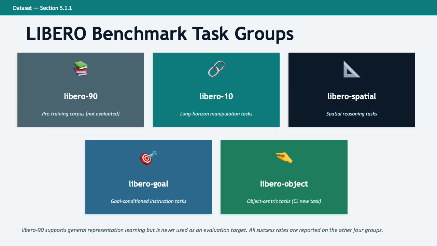So this is the dataset we used, called LIBERO. It's split into 5 task groups. The first one is LIBERO 90. We only used it for training. We never tested on it. We measured our results on the other 4 groups. Each one checks a different skill, such as long tasks, understanding space, following instructions, and handling objects. So that covers our setup and data. I will now pass it over to Tengyue to show you what we actually found.